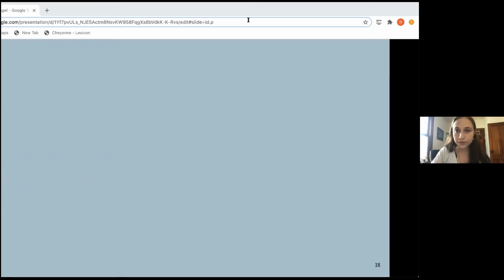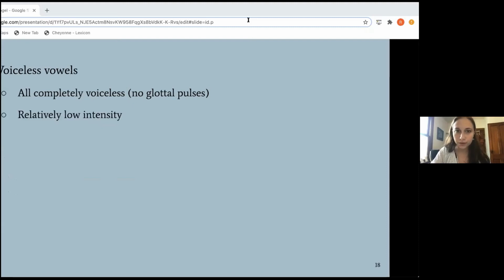Turning to results. First, a summary of what we found with the voiceless vowels. All of the voiceless vowels in all 6 words were completely devoiced, so there were no glottal pulses during any of the vowels. And they also exhibited relatively low intensity compared to intensity in the other regions that I measured.